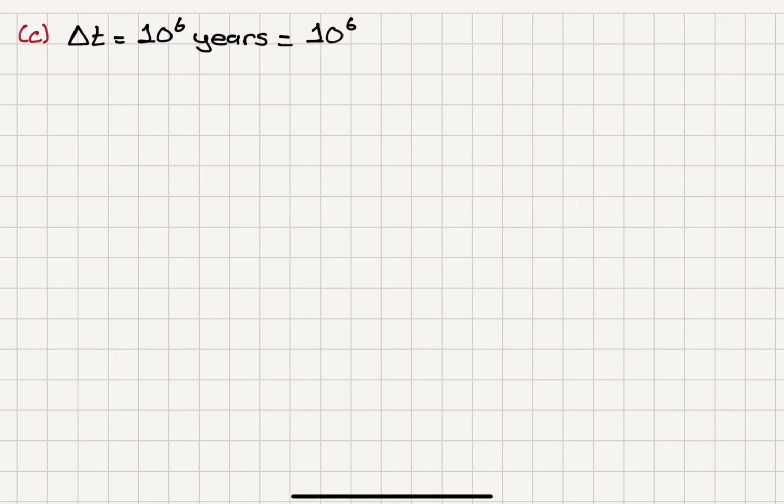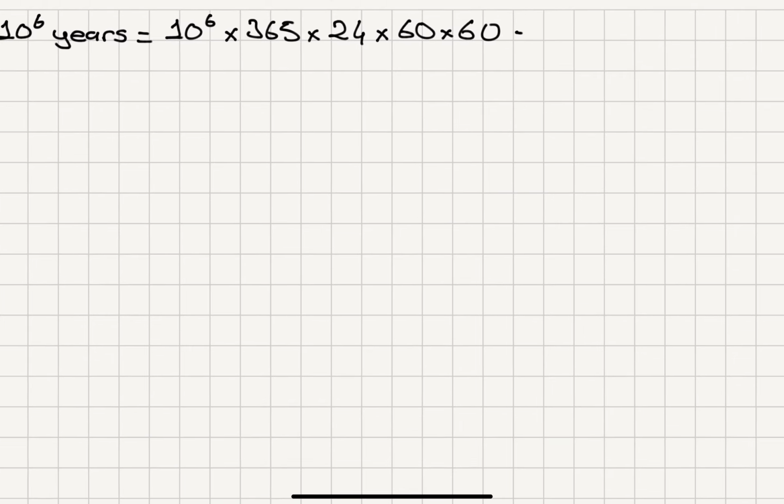It takes a delta t of 10^6 years for a photon to travel from the interior of the sun to the outside surface. So that is 10^6 years. 1 year is 365 days. 1 day is 24 hours. 1 hour is 60 minutes. 1 minute is 60 seconds. So this gives us a total of 3.15 times 10^13 seconds.